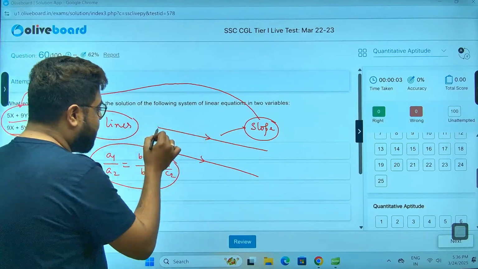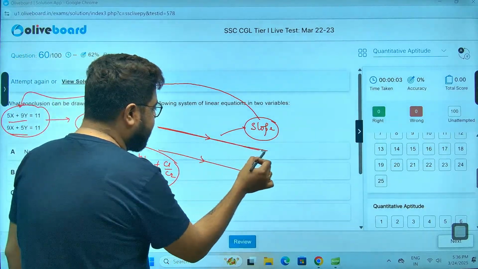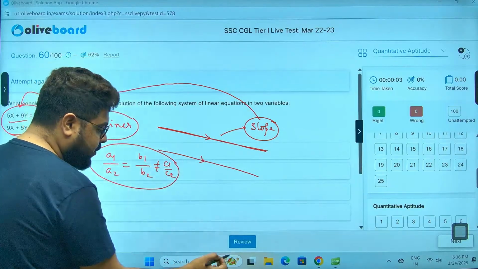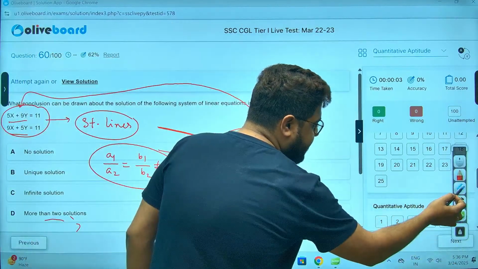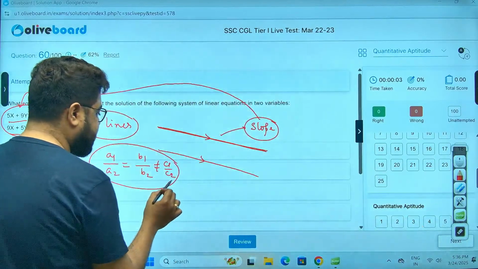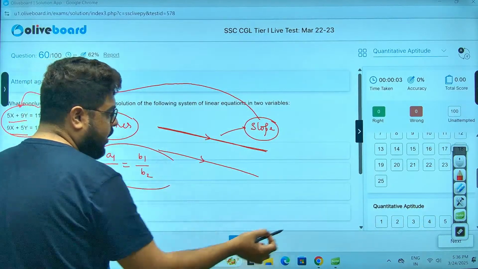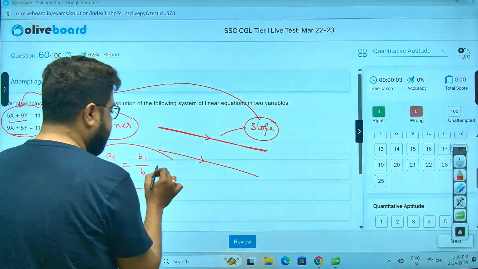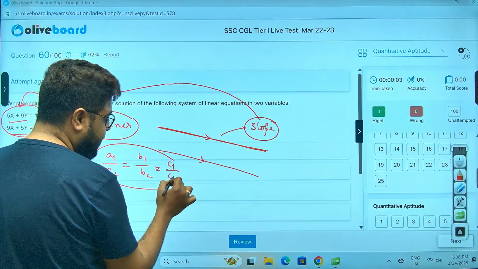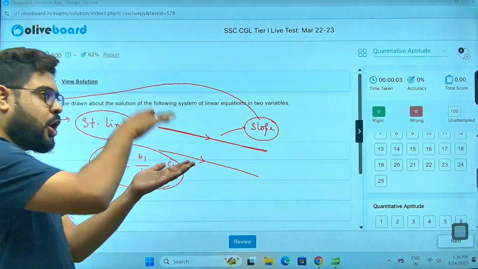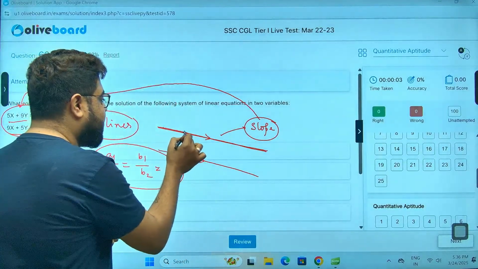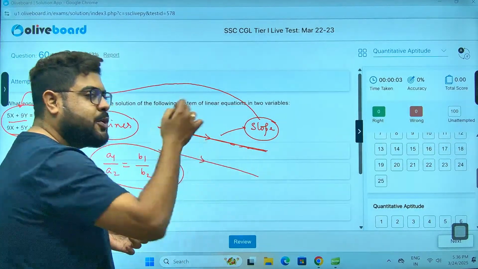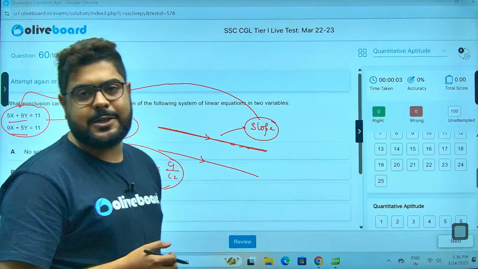Now, if one line is on top of the other line, that means this is equal to this, and this is also equal to C1 by C2. Meaning one line is superimposing on the other. That means each of these points is one of the solutions. These are all solutions, an infinite number of solutions.